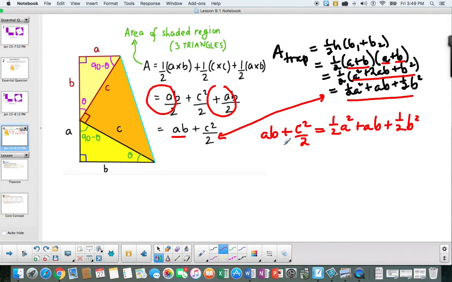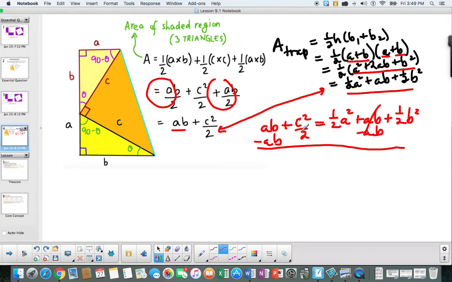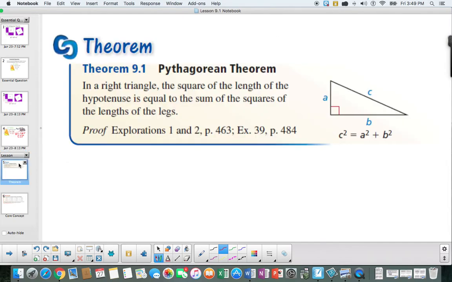Now I notice that I can subtract ab on both sides. And when I do that, that goes to 0, and I get 1/2 c squared. That's the same thing as 1/2 c squared equals 1/2 a squared plus 1/2 b squared. Now I'm going to multiply all sides by 2, and when I multiply all sides by 2, I get the Pythagorean theorem. So here is another proof using area. And here's the Pythagorean theorem.